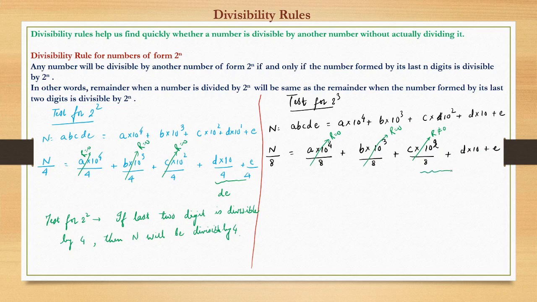So what we have to check is whether CDE, the last three digits, is divisible by 8. If the last three digits are divisible by 8, then n will be divisible by 8. Whatever remainder the last three digits give upon division by 8, that will be the remainder when n is divided by 8. So this way, for 2 raised to power 3, check the last three digits.